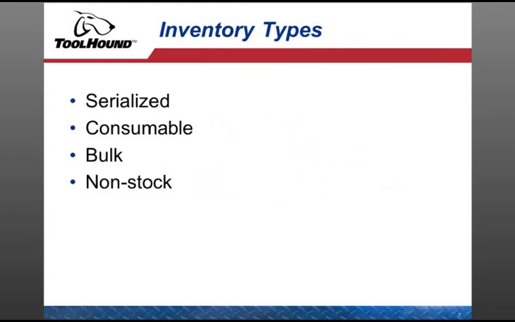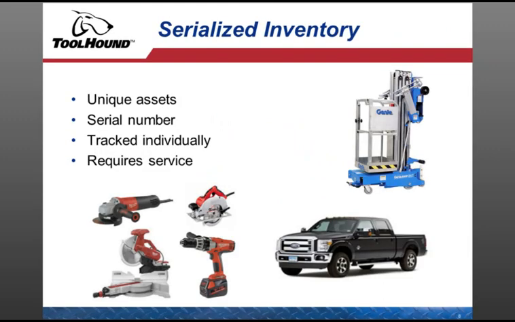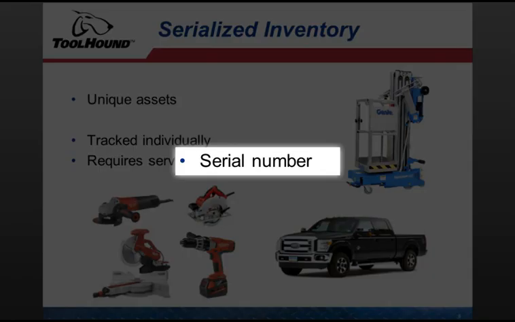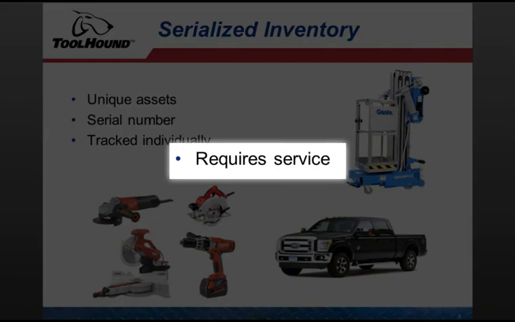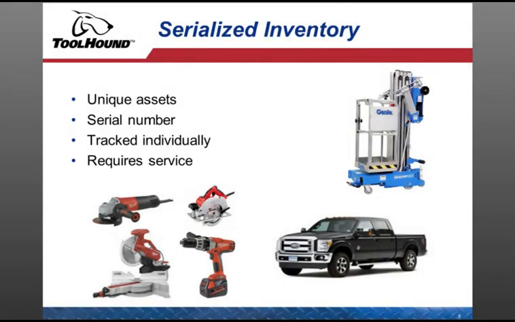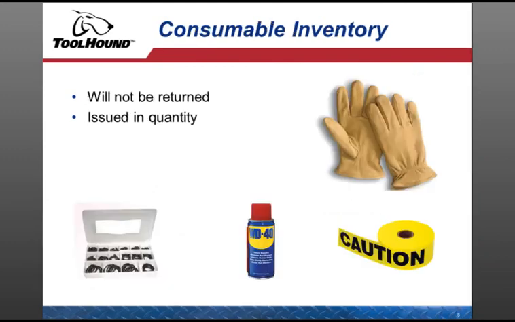Inventory types are broad classifications or families of assets used to define the behavior of part numbers. There are 4 basic types, but variants can be created to suit the organization. Serialized inventory types are unique assets, often having serial numbers, where every issue and return is tracked individually. Inventory requiring service is serialized. Examples include vehicles, man lifts, or power tools.